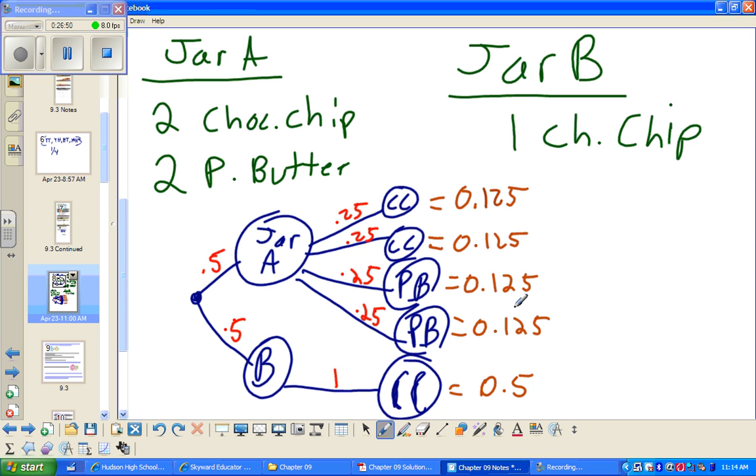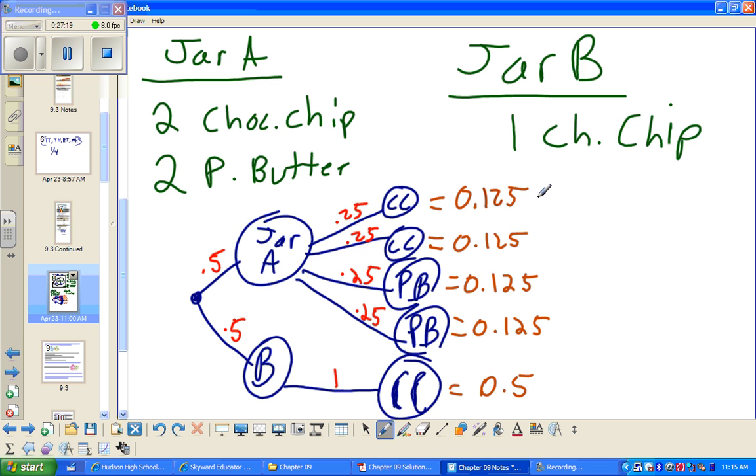But now, here's the question. After you do all that work, you can answer a bunch of questions. I'll just answer one here. What is the probability that if you select one cookie at random, it's a chocolate chip cookie? Well, without all this work, you might think, if I look back up here, I've got 1, 2, 3 chocolate chip cookies out of 5, so a 3/5 chance. Well, that's not the case.